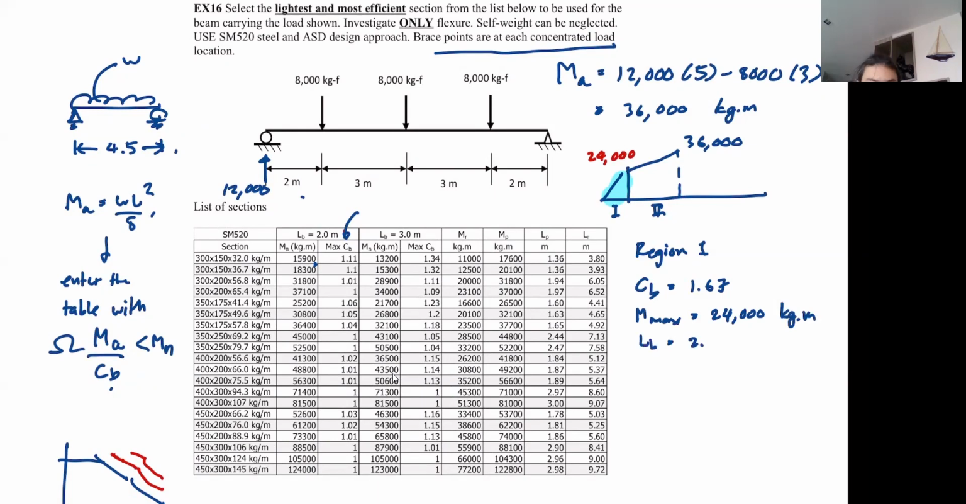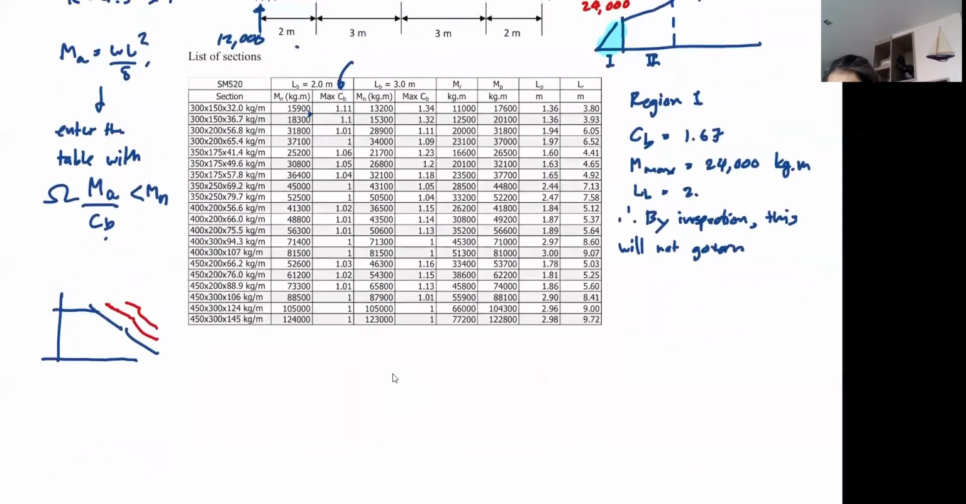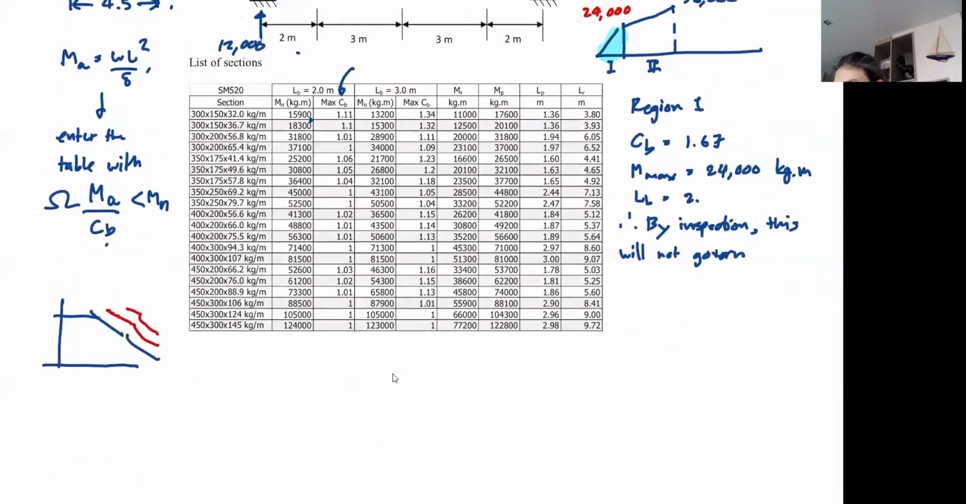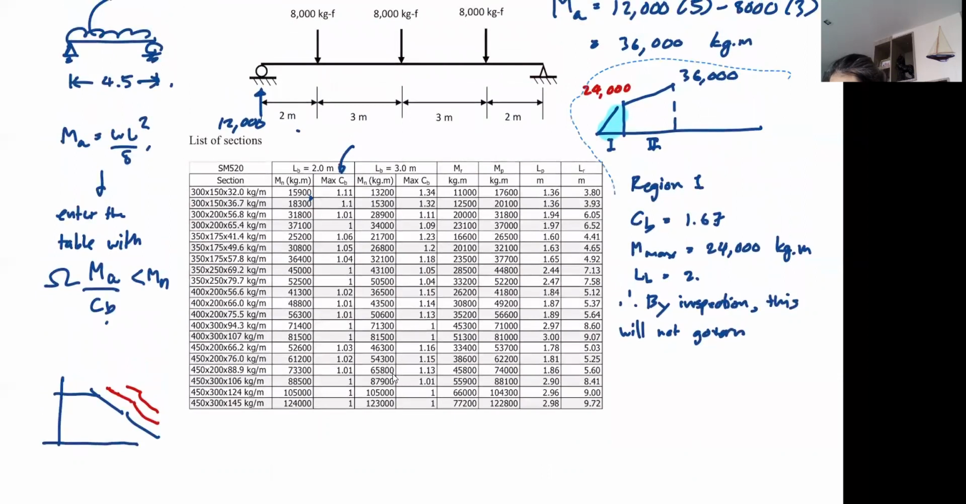So you see, by inspection, this portion is not going to govern my design. Right? So I move on, let's say, by inspection. This will not govern. So we move on. I have plenty of space. Why do I just have to clamp everything down there? So let's move here. Let's move everything down here.